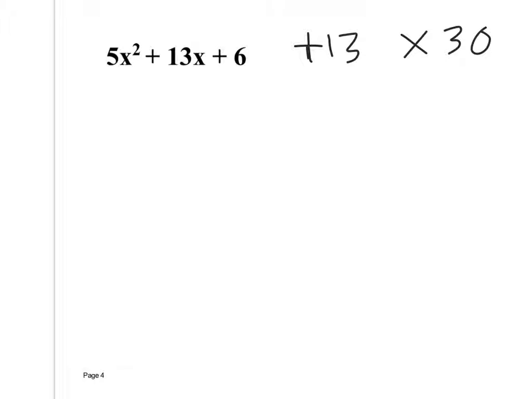Because there's an A here, I have to multiply A and C. From my rule, I have to multiply A and C. If there's no A, then I just look at C. But if there's an A, I have to multiply those. Make sure you're aware of that.